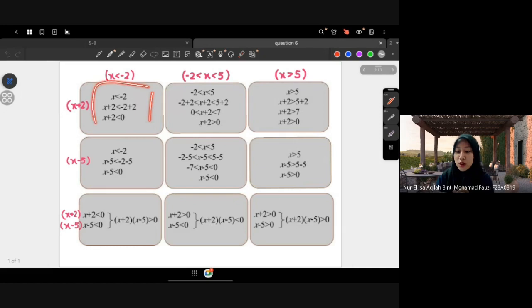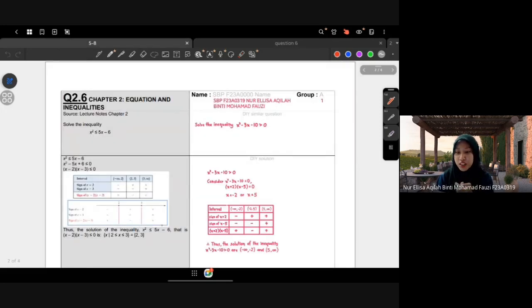For the first box, we solve for x less than negative 2, and then we substitute into the factors, which gives us x plus 2 less than 0. Since the inequality requires more than 0, the sign here is negative. Then we solve for all intervals, and thus the solution of the inequality x squared minus 3x minus 10 more than 0 is negative infinity comma negative 2, and 5 comma infinity.